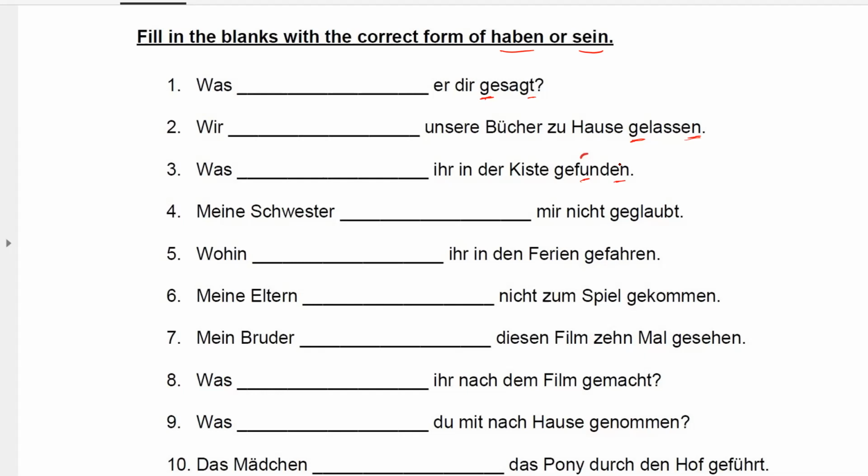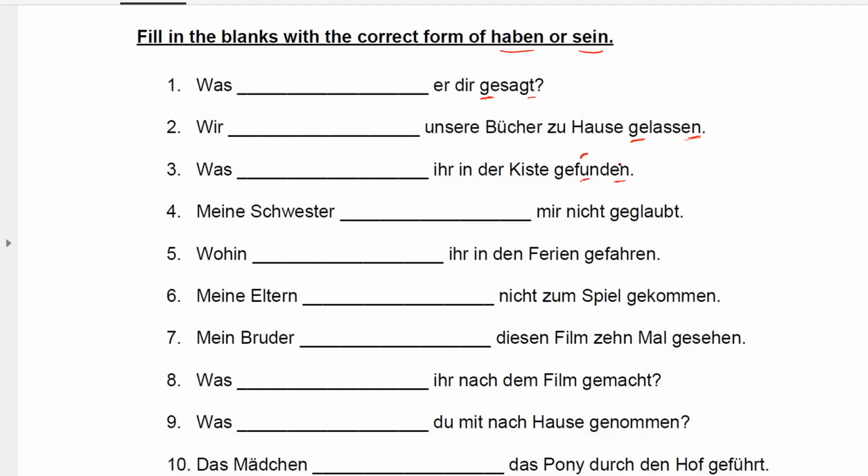So, first thing on here, "Was, insert word here, dir gesagt." So our past participle here is gesagt. That means our infinitive is sagen. The verb sagen means to say. And so this whole sentence would say, what did he say to you?